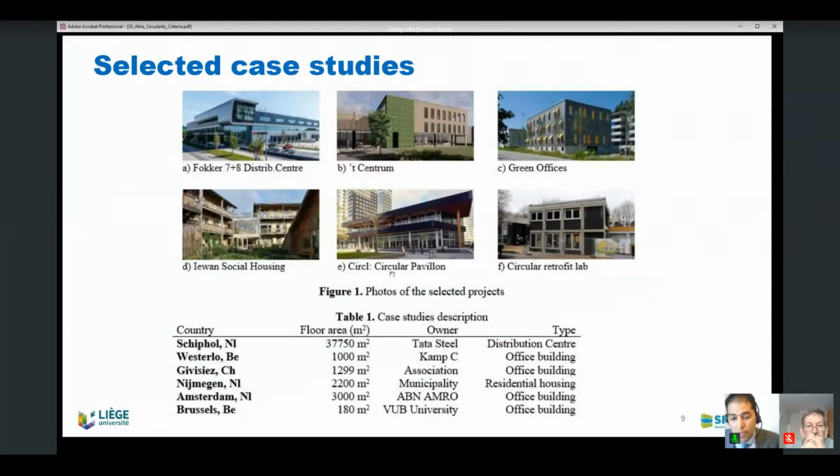The circular pavilion, ABN AMRO in the Netherlands, Amsterdam, and the circular retrofit lab, VUB, Brussels, Belgium. Those are the 6 case studies that we investigated, and we managed to visit them, and we applied our audit sheet that we used in order to check our criteria.